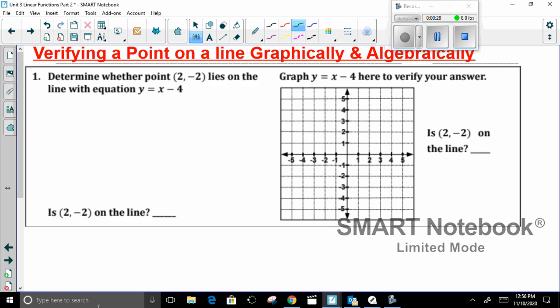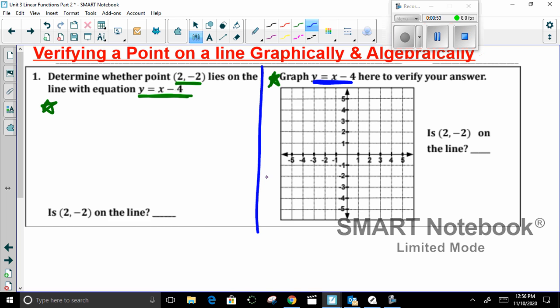So let's go ahead and see the question that we have here. Determine whether point (2, -2) lies on the line with the equation y equals x minus 4. It gives you room to do it algebraically on this side, and then it wants you to graph it and check to see if that point is on the line as well. I'm going to go ahead and refresh your memory first on the graphing part.